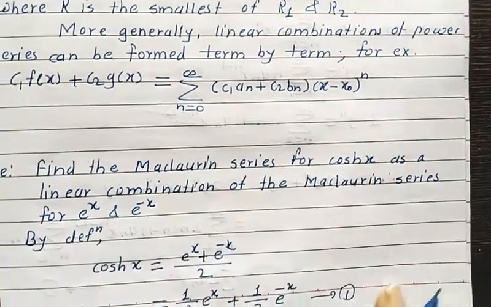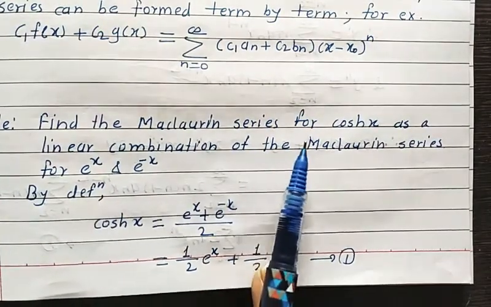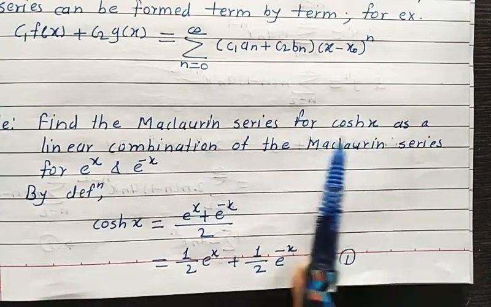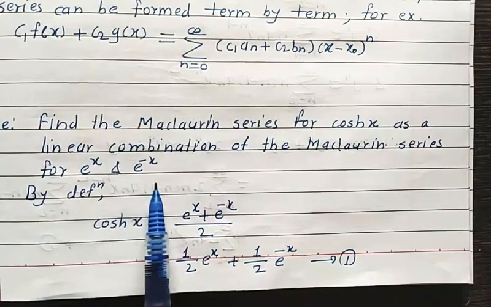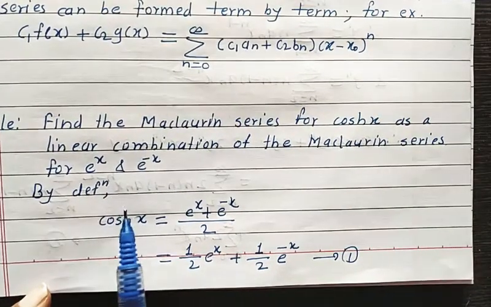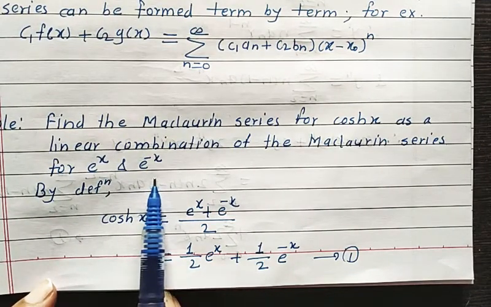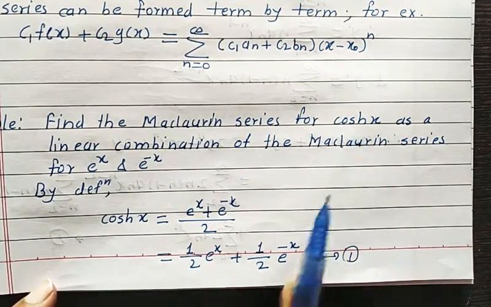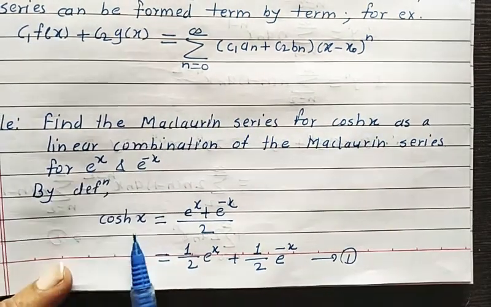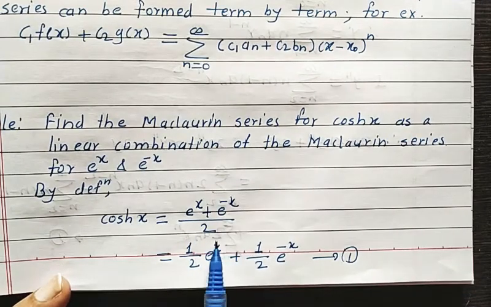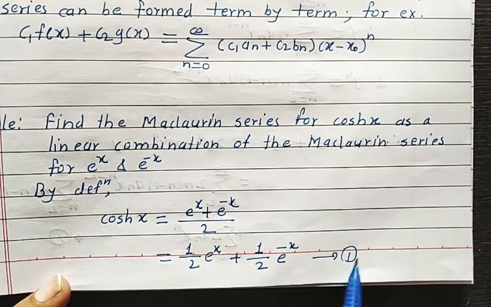Now let us solve an example. Find the Maclaurin series for cos hyperbolic x as a linear combination of the Maclaurin series for e raised to x and e raised to minus x. Using the Maclaurin series expansions for e raised to x and e raised to minus x, we will write the Maclaurin series expansion for cos hyperbolic x. First of all, by definition we know that cos hyperbolic x is (e raised to x plus e raised to minus x) by 2, that is 1/2 e raised to x plus 1/2 e raised to minus x. Let us give it equation 1.